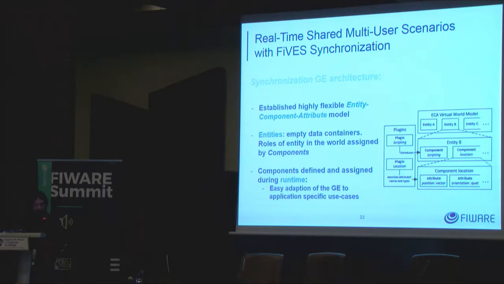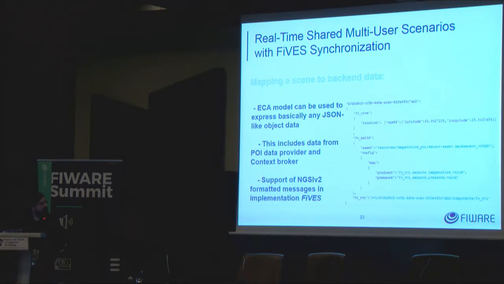The nice thing is that these components can be defined and assigned during runtime, so this means we don't need to recompile the server when we want to attach a new application, but we can just introduce new data structures while the server is running. We can deploy a new instance of the server to the FIWARE Lab, for example, without changing anything in the code or needing anything to compile, and just introduce new components while the instance is running. This entity component attribute model, as I said, maps quite nicely already to what we get from the data providers.